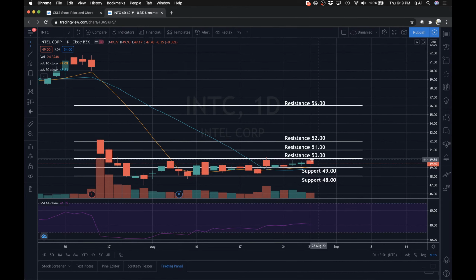Remember how we talked about breakouts always testing the initial breakout point? The stock will likely go to 52, come back down to test 50 as support before bouncing up and eventually gaining enough momentum to break out of 52. And our first price target is going to be 56.